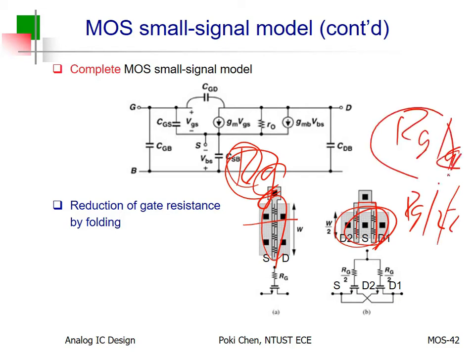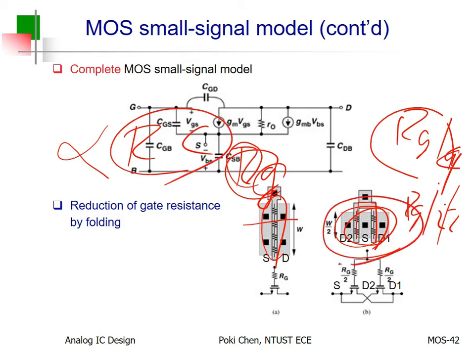Congratulations. The overall gate resistance will be reduced by 4. Got it? That is what we can do, because the delay is usually proportional to the RC constant. Right? So with a stacked layout, we can reduce not only C, but also R. Congratulations. The operation speed can be much, much higher than the original one. Okay?